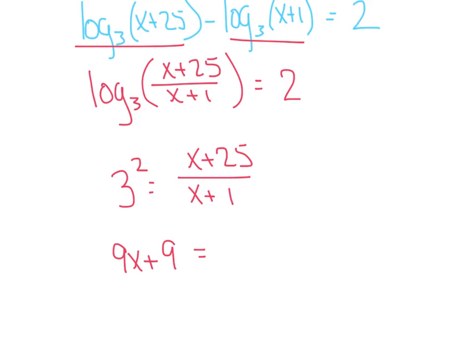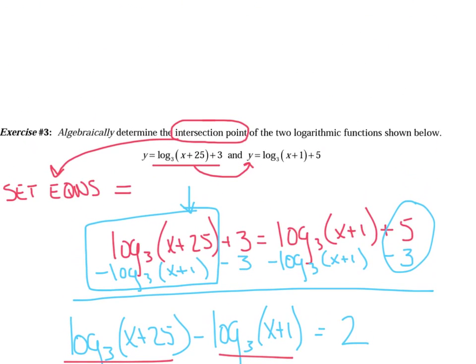Okay, I'm distributing the 9. Going to subtract an x from both sides, and then I'm going to subtract a 9 from both sides, and that's going to give me 16. Therefore, x equals 2. Let's go check the domains real quick. The domain here was all x greater than negative 25, and this domain was all x greater than negative 1. So I believe our solution does indeed satisfy those domains.